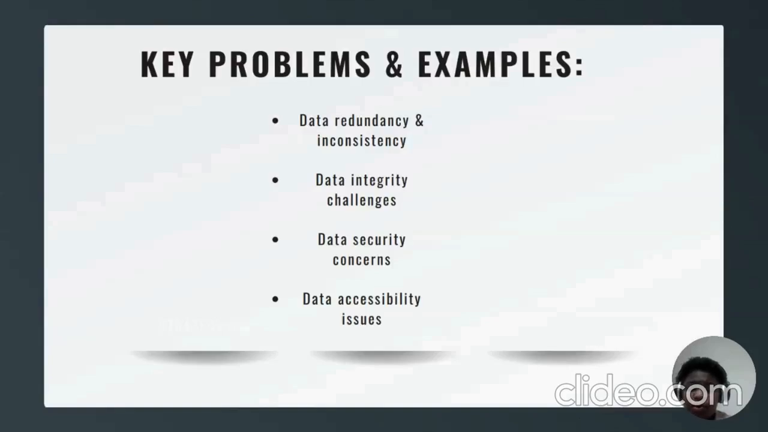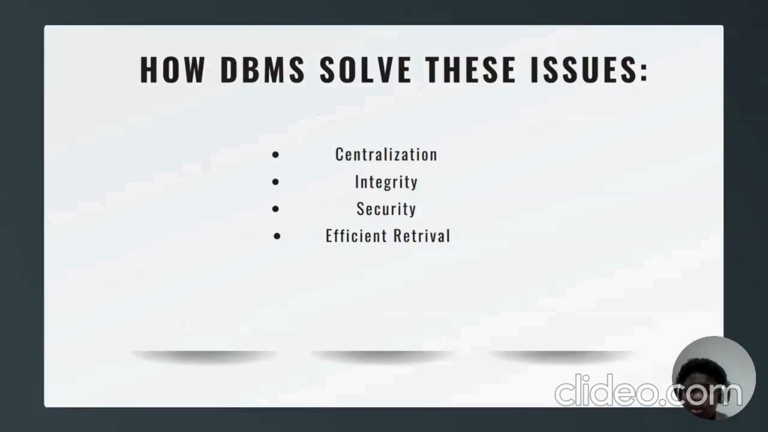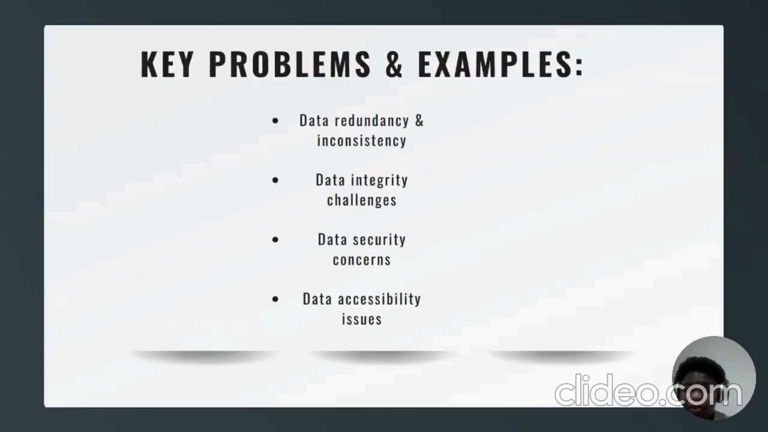Accessibility is another critical issue. If data is stored across multiple platforms or locations, retrieving it can become a time-consuming task. For instance, if the support team needs to access data stored by the marketing department, they might face delays if there's no unified system.